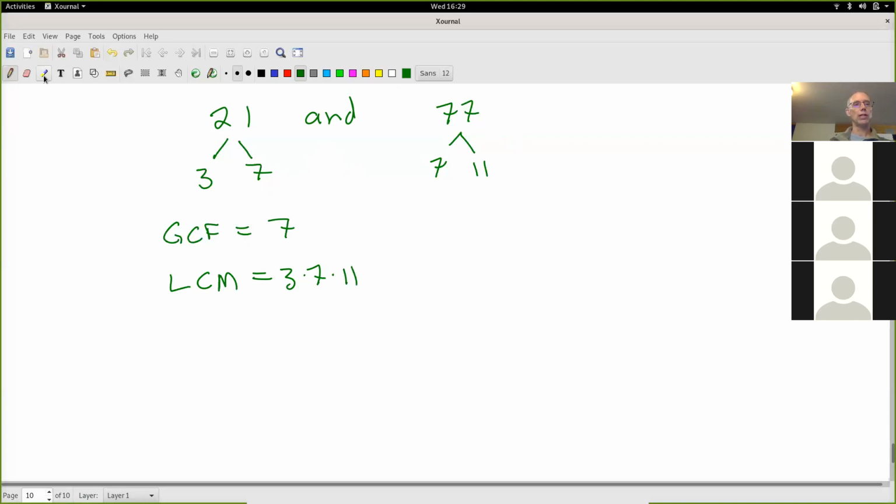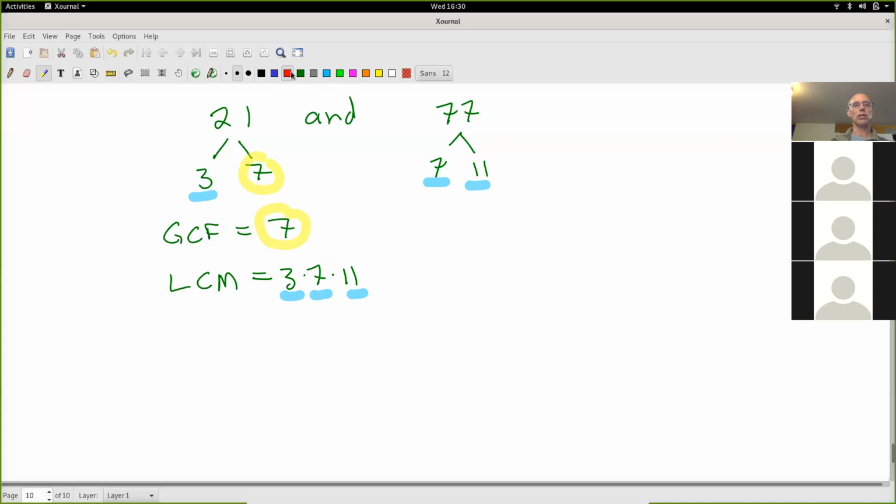So one thing I could say here is that this 7 right here, let's say that's that one. And then this 3, 7, and 11, those are the other factors I didn't choose. So without repetition, if I take the factors of the original numbers and redistribute them, I can get the GCF and the LCM.